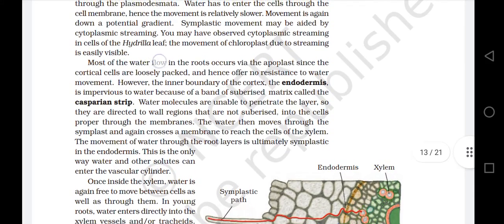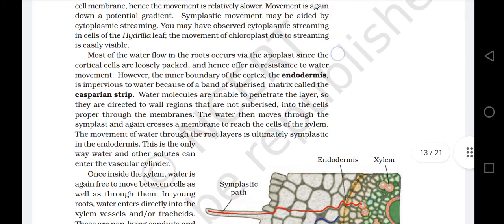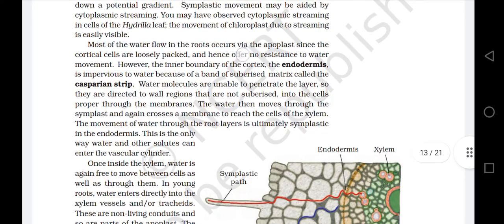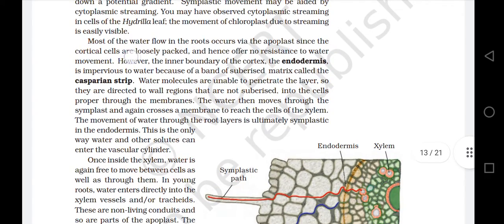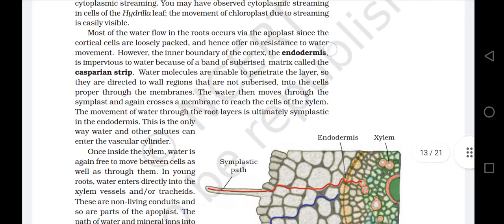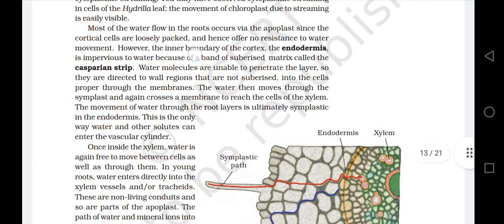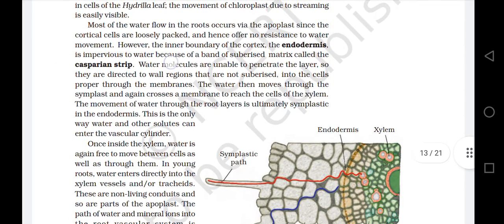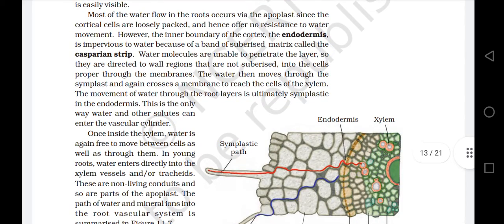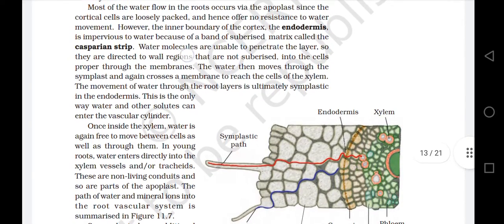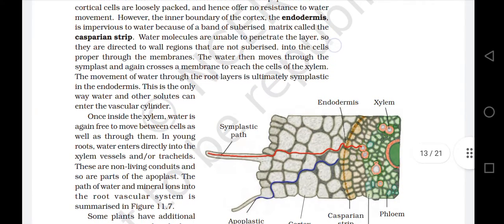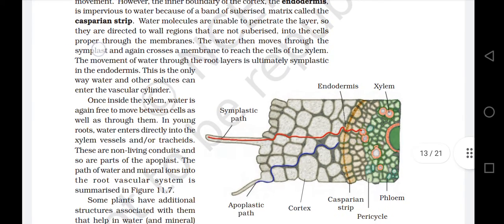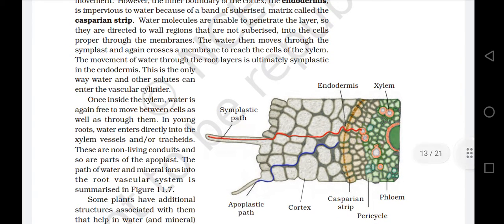Most of the water flow in the roots occurs via the apoplast since the cortical cells are loosely packed and hence offer no resistance to water movement. However, the inner boundary of the cortex, the endodermis, is impervious to water because of a band of suberized matrix called the Casparian strips. Water molecules are unable to penetrate the layer, so they are directed to wall regions that are not suberized, into the cells proper through the membranes. The water then moves through the symplast and again crosses a membrane to reach the cells of the xylem.